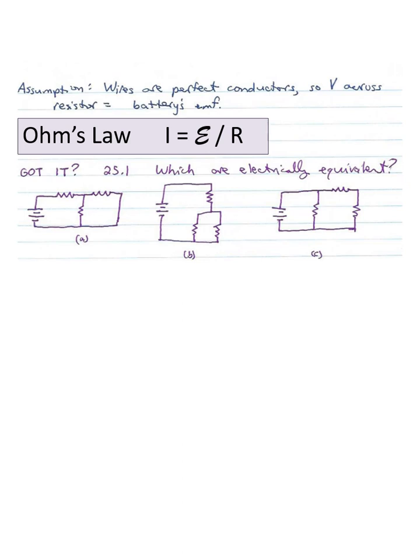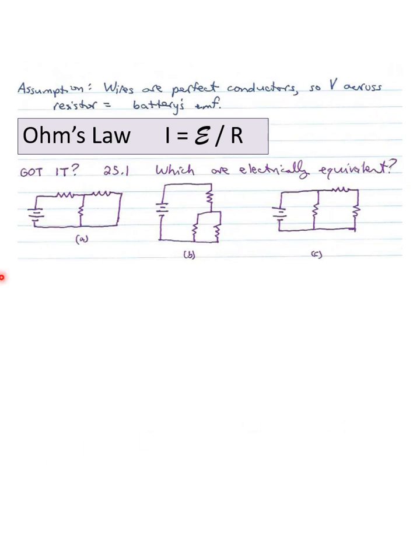Here is the got it question. Section 25.1, at the end of the section. It says the figure shows three circuits which are electrically equivalent. So while they all look different to each other, electrically, two of them are equivalent to each other.